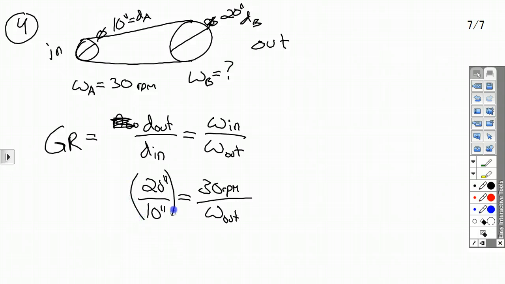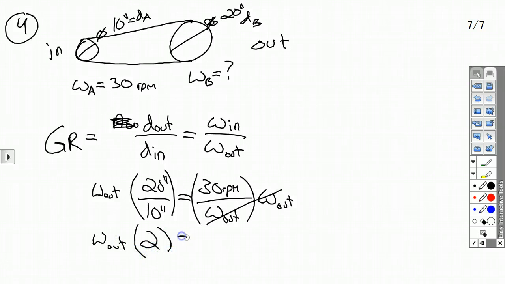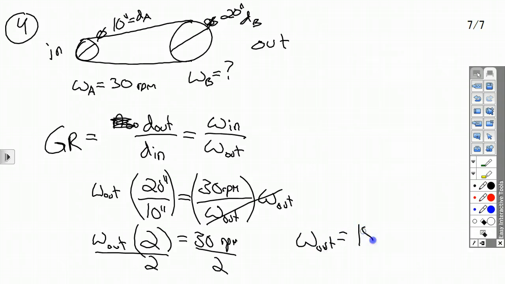I'm going to go through the algebra for those that need it. If you already see it, maybe you can figure that out in your mind, but just in case, I'm going to solve. We could cross multiply this, but I'm going to step it out. My variable's on the bottom and I don't want that, so I'm going to multiply so I can cross it out. So angular velocity out times 20 over 10, which is just 2, equals 30 RPM. Divide by 2, divide by 2. My angular velocity out, which is B, should be equal to 15.